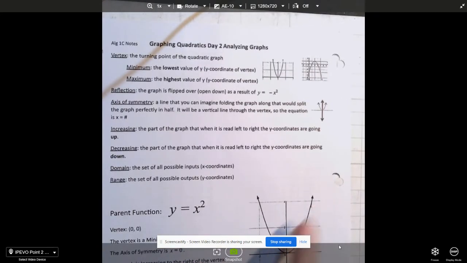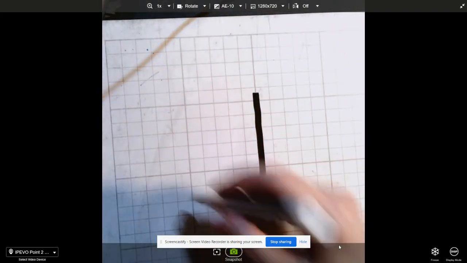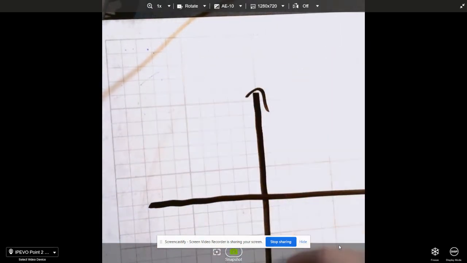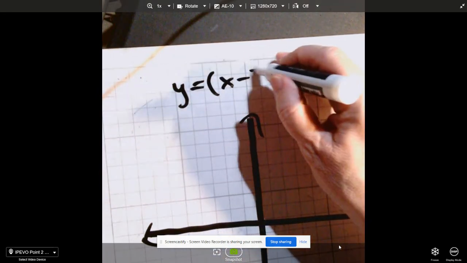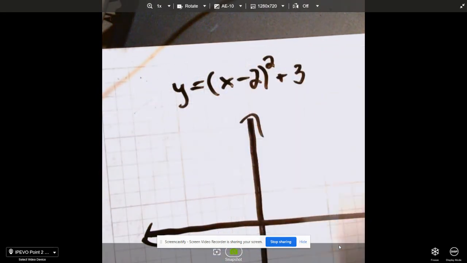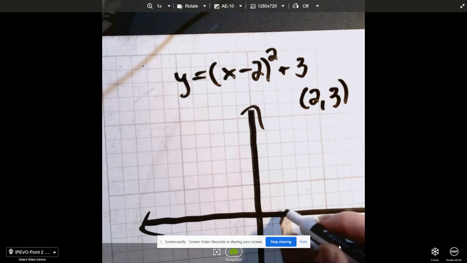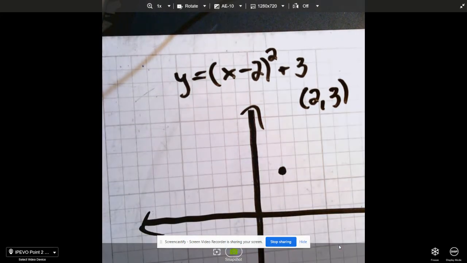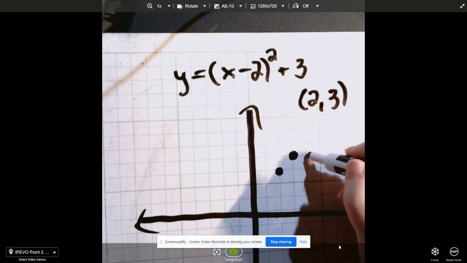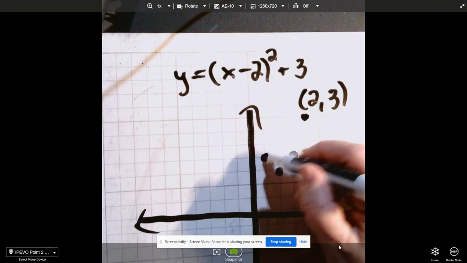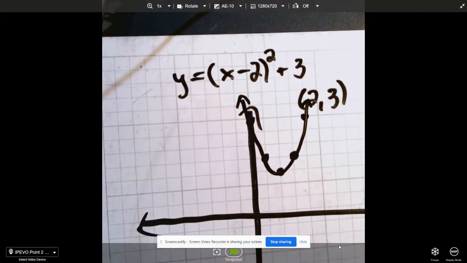So here, let me just draw a graph. Let's say the graph is y equals (x minus 2) squared plus 3. We know our vertex would be at (2, 3). So I'd go over 2, up 3. And I'm going to use my pattern: over 1, up 1, over 2, up 4. 1, 2, 3, 4. I'm going to reflect those. So this here would be my parabola based on this equation.